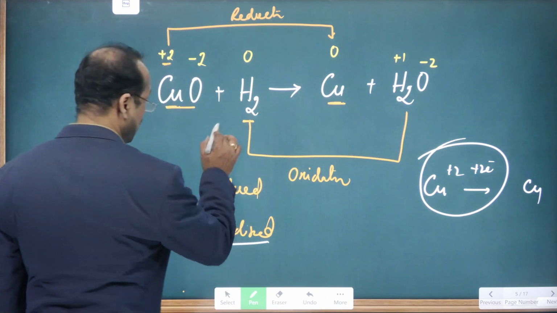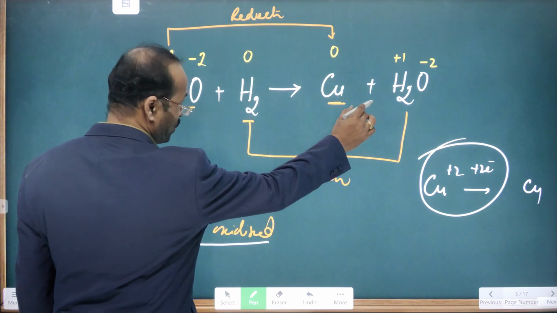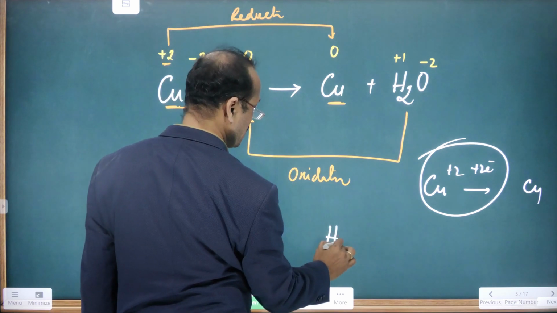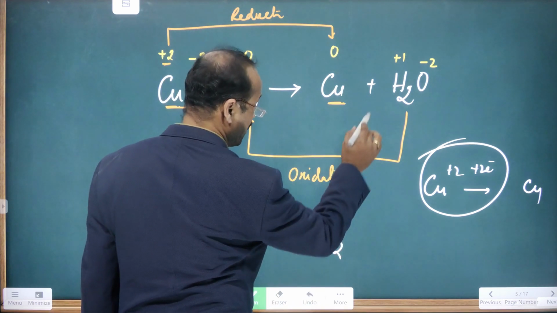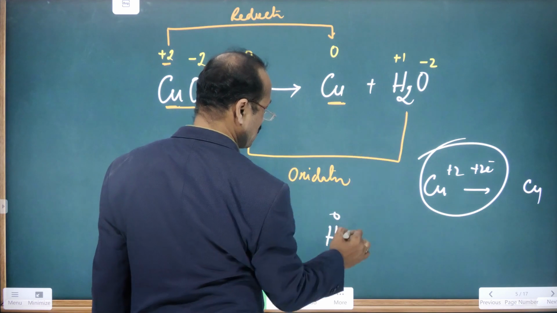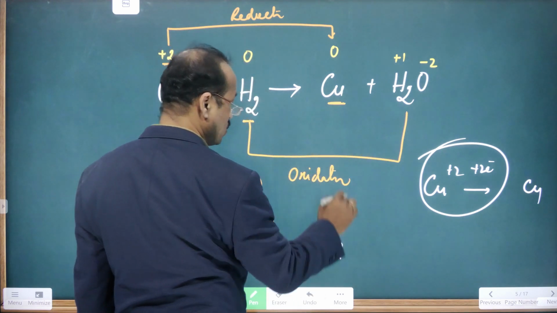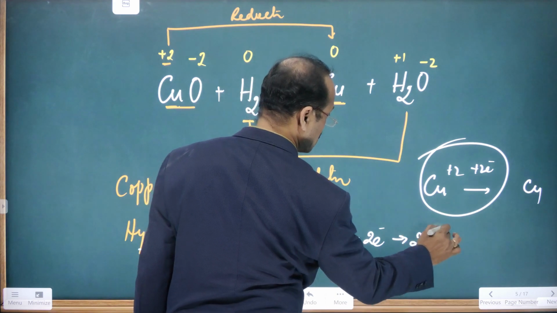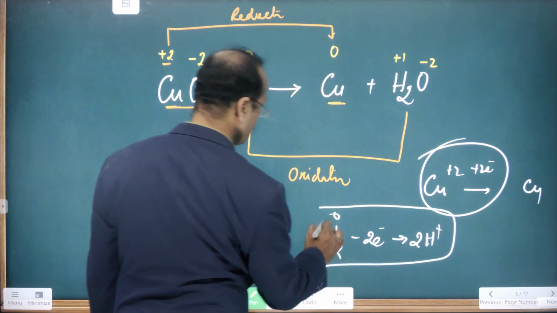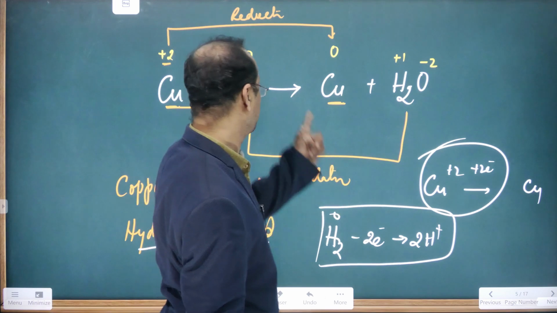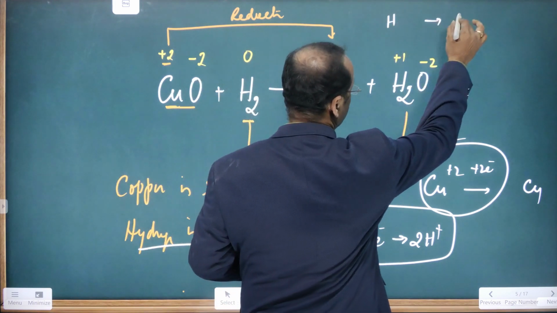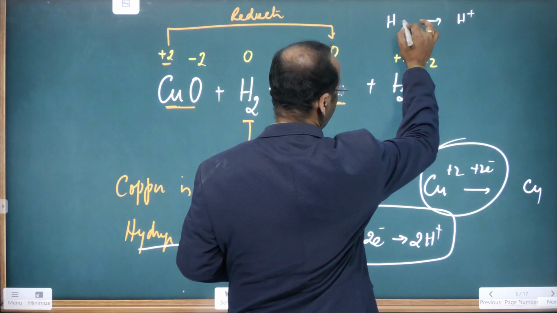Now here you see, in the next slide, hydrogen H is 0. Now what's happening? 2 hydrogens are losing 2 electrons, minus 2 electrons, then become 2H plus. So you're losing the electrons. Losing the electrons is called oxidation. For example, one hydrogen becomes H plus by losing the electron.